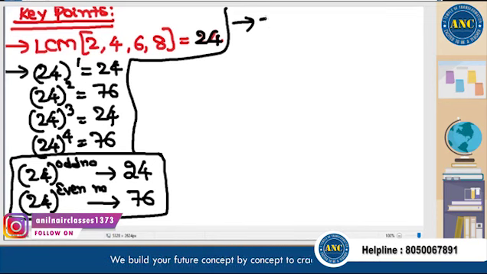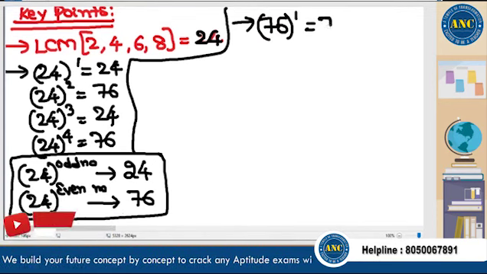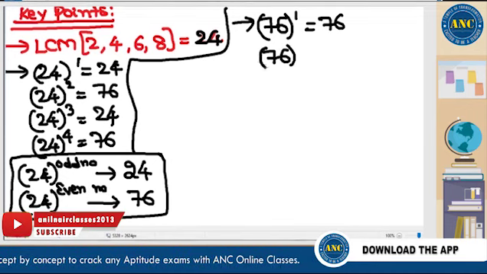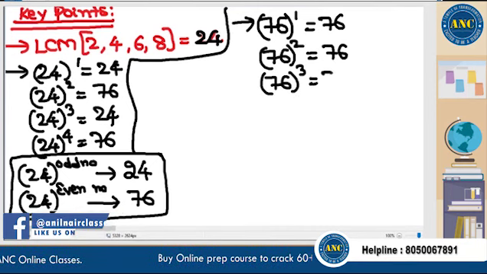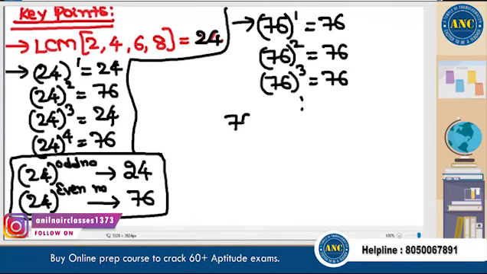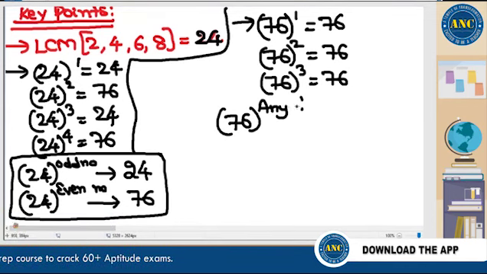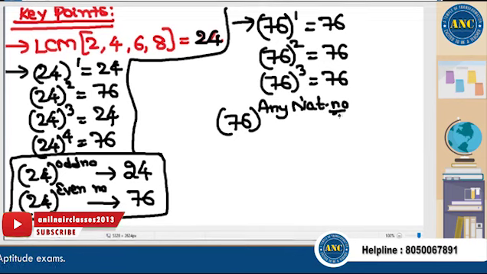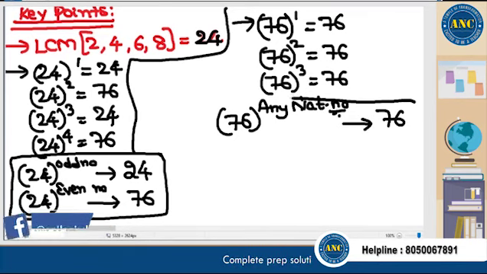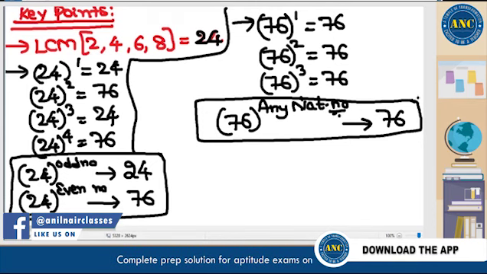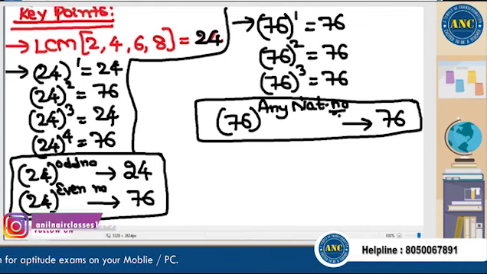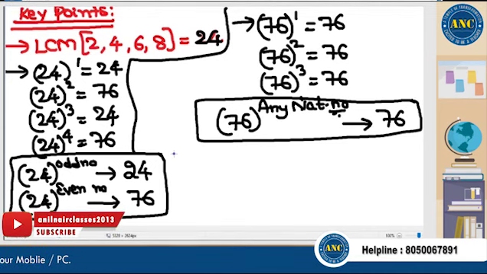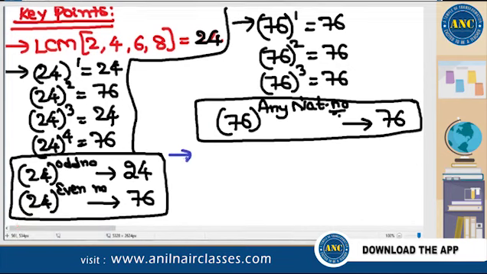Third key point, 76 power 1 last 2 digits is 76. This is something Anil sir also discussed today in simplification class. 76 power 2 last 2 digits is 76. 76 power 3 last 2 digits is 76. That means 76 to the power of any natural number, last 2 digits will always be 76, right? 76 to the power of 2147 is also 76 in last 2 digits, right? That is the third key point. Keep listening, sir. Totally 5 to 6 key points are there. After understanding these key points, problems are dead easy, right?